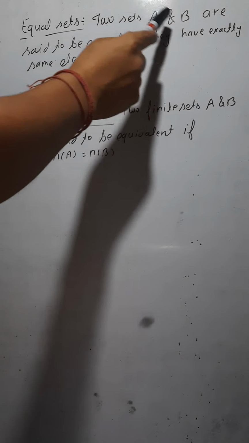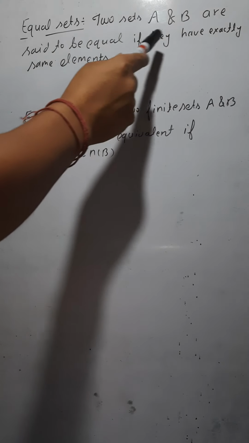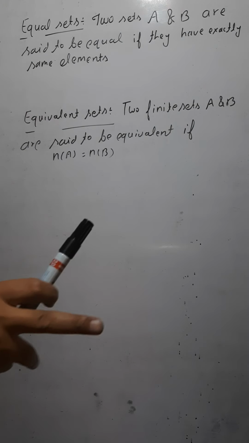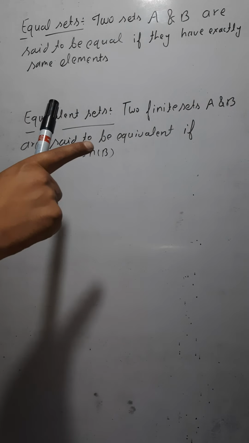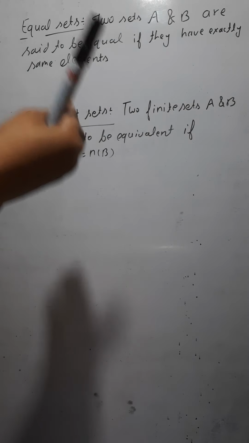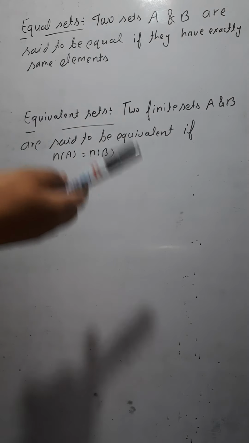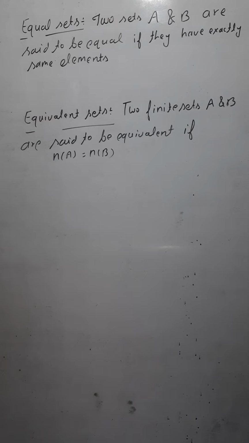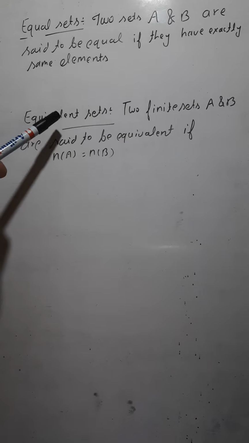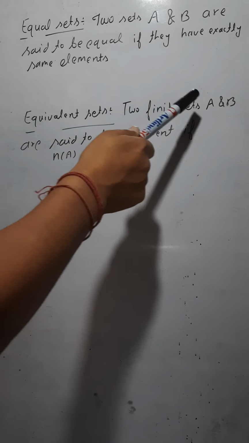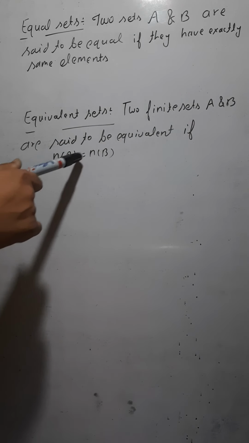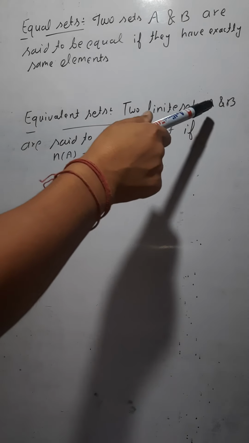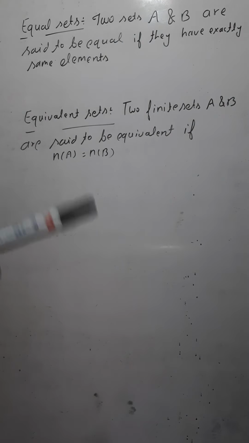Two sets A and B are said to be equal if they have exactly the same elements. Remember this. Second one, equivalent sets. See the basic difference between these two also. Equivalent sets means two finite sets A and B are said to be equivalent if n(A) is equal to n(B), meaning both have the same number of elements.